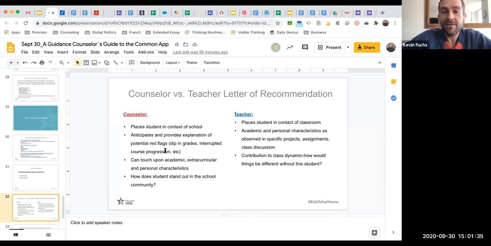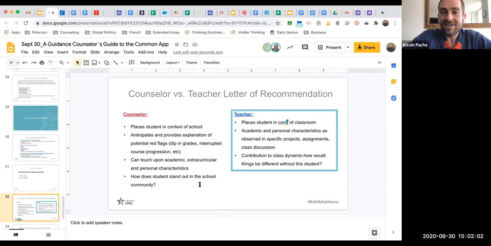Well, we can anticipate and provide explanation of red flags, right? There could have been an issue that caused the student to have a lower grade level, and we can talk about what happened and how the student developed afterwards, the way the student grew. We can touch upon academic, extracurricular, and personal characteristics of the student. And we can also talk about how a student stands out in the community, right?